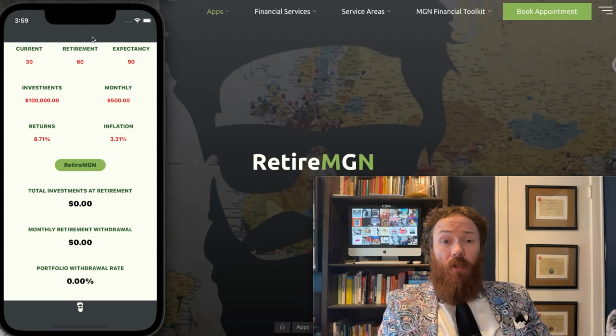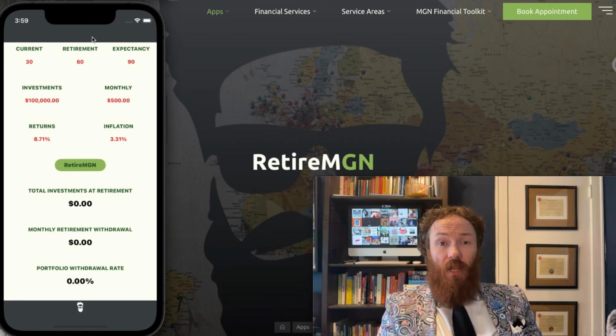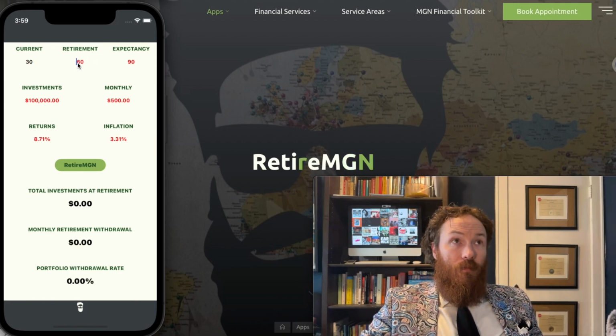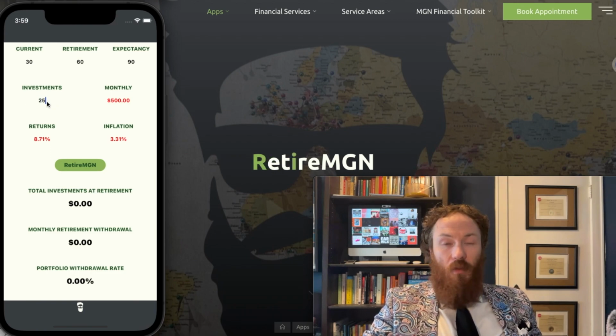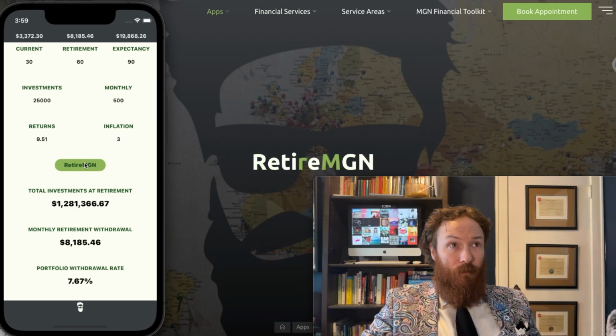Alright, so this is what the calculator looks like when you open it up, and we're just going to go through this quickly. How does someone use the calculator while saving for retirement? Let's say you're 30, you're going to retire at 60, you're going to live till 90. Right now you only have, let's say, $25,000 and you're saving $500 monthly, and let's say your returns are 9.51%. And you're going to go with a 3% inflation.